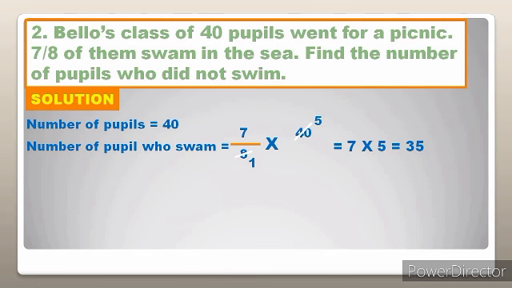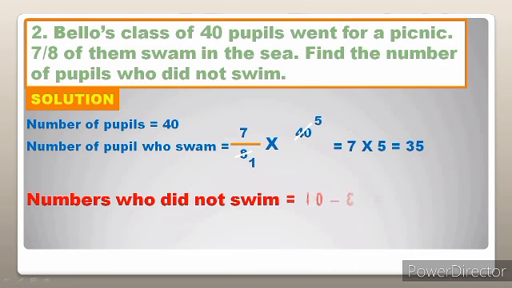So from here now we can get how many pupils did not swim. So what do you do to get how many pupils did not swim? If 35 of them swam, the number of pupils who did not swim becomes 40 minus 35, which will give us 5 pupils. So only 5 pupils did not swim at the end of the day.